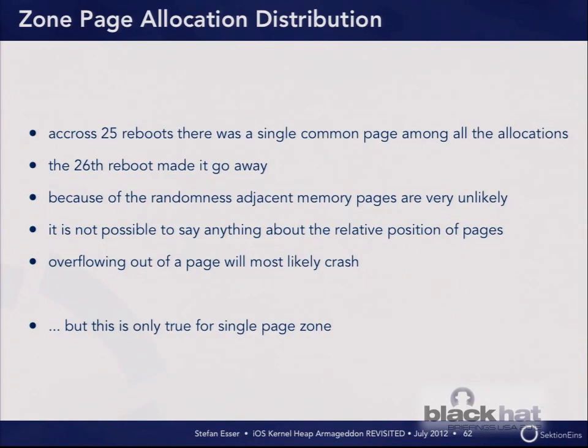Okay, so what I wanted to say here, there's other zones where there are multiple pages allocated at once. And these zones basically are allocated above C00000, and those are actually adjacent. So if you choose memory from these zones, you can do a heap spray and actually have predictable addresses. Okay, this is all only true for iOS 5.